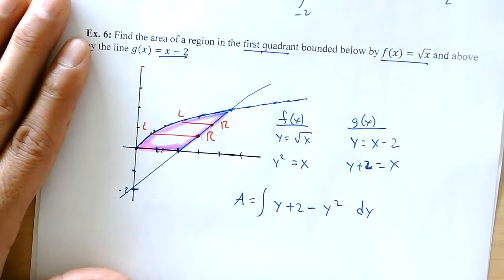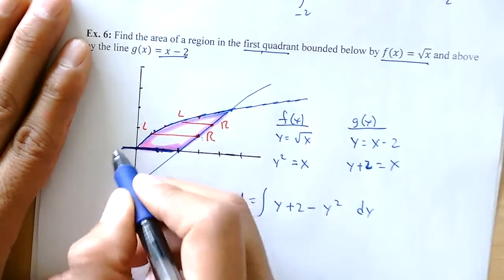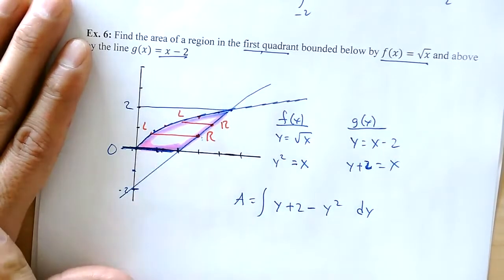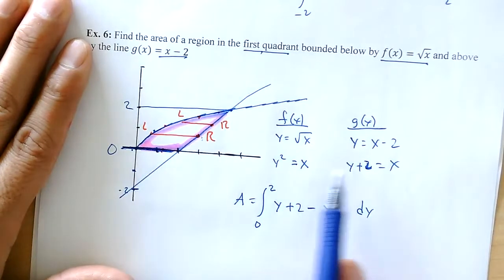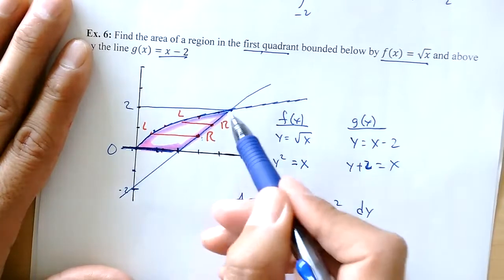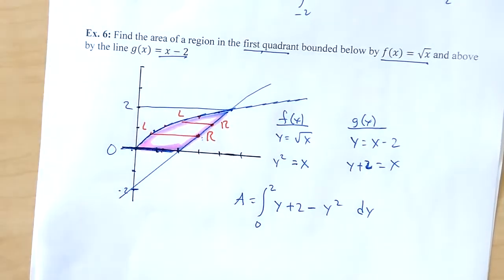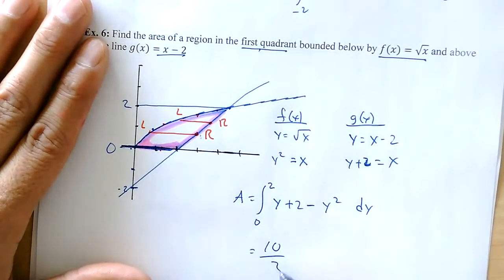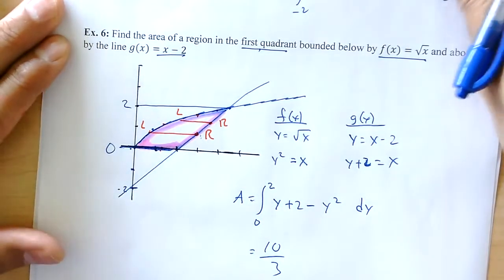And I need to figure out my limits. Remember, I'm in terms of y. So this goes from 0 to 2. Remember, I could always set these equal to each other and find out when they're equal. So I could figure out that top limit. That's the setup. We could all integrate. I'll let you do that yourself. The answer should be 10 over 3. I want to do one more because the next one's going to get a bit interesting.